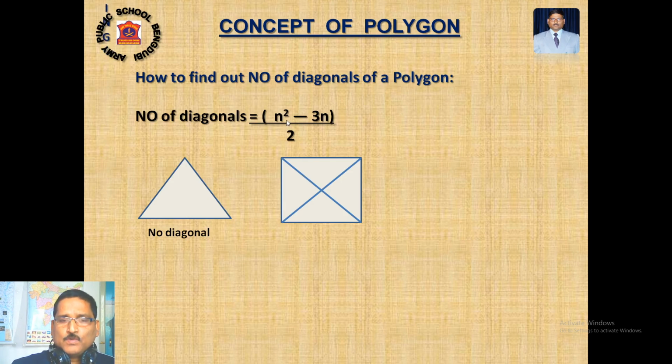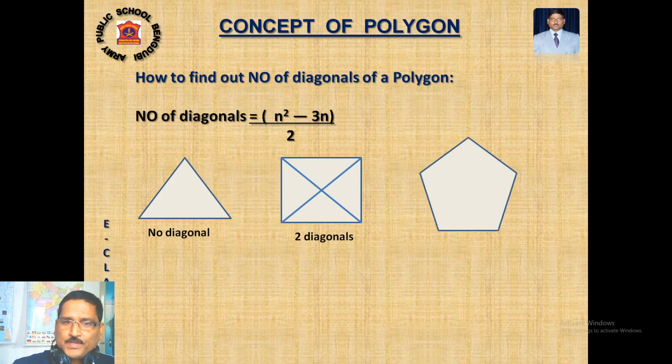If we apply this formula, n square minus 3n by 2, where n is equal to the number of sides. So 4 4s are 16, minus 3 into n, 3 into 4, 12. 16 minus 12 is equal to 4. 4 divided by 2 is equal to 2. That means in case of a square, the number of diagonals is 2. Now, what about the pentagon?